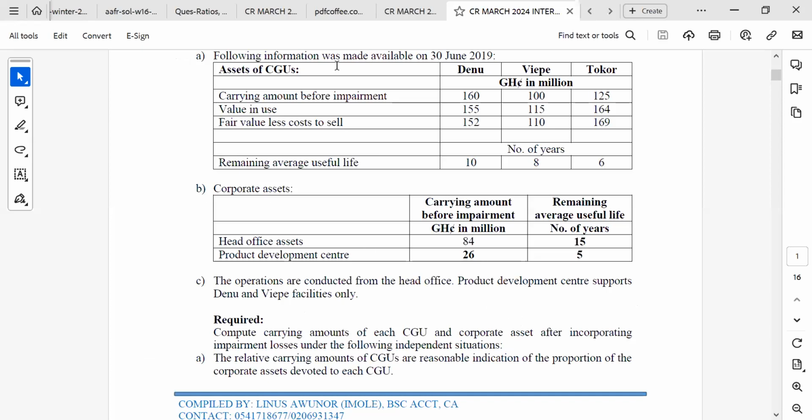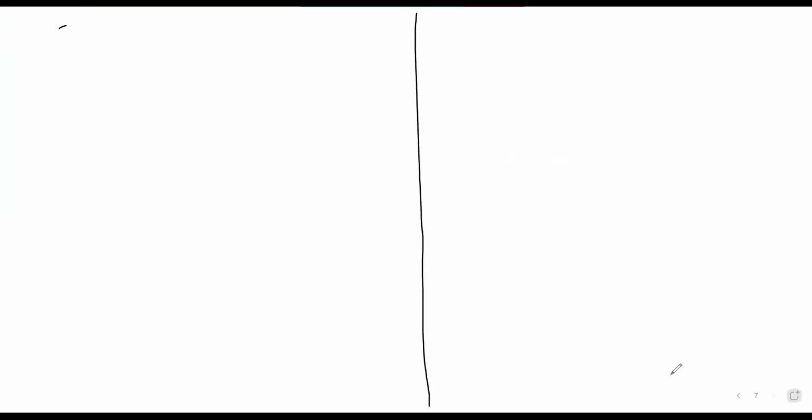Okay. So what we do now is that the first step is to carry out impairment on the individual CGUs. We're having 160, 100, and 125. What is their respective recoverable amount? We do it as if the recoverable amount was not given in relation to the corporate asset. That's what we do. Okay. So what is their respective recoverable amount and which of them is impairing? So let's now look at the testing for each of them, which we call stage one. So we have the D, V, and T.